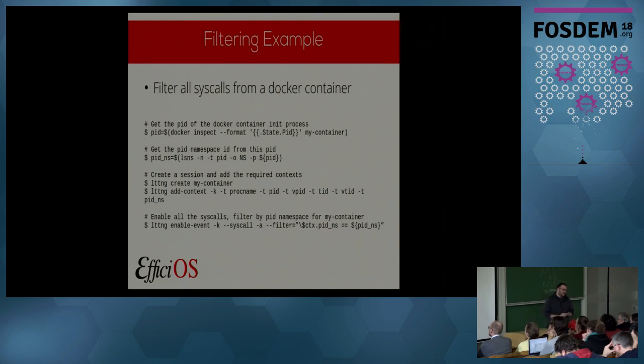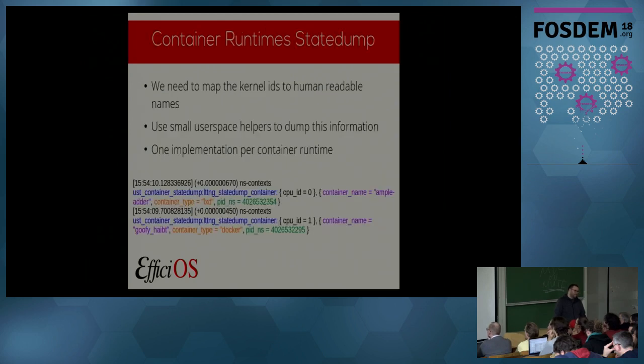So we can start a tracing session and say, I just want to trace the syscalls that come from this container. But right now it's not very integrated because we need to know the PID namespace inode number of our container to filter it. I don't know if you can see, but with docker inspect, we can get the PID of the init process, and then with lsns, we can get the inode number of the namespace, and then using this information, we can create an LTTng session that will filter on this, and the resulting trace will only contain syscalls that come from processes in this container. So we're starting to get somewhere.